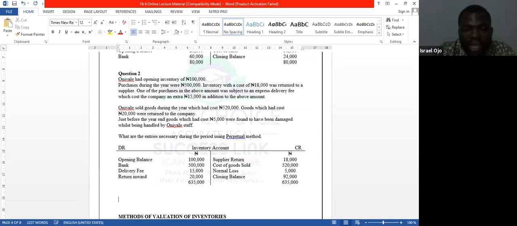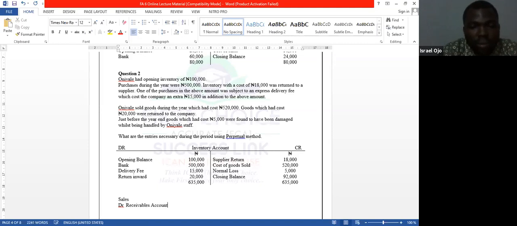Now, if we make sales under perpetual, what you do is you first of all debit your receivables account, then you credit your revenue account or your sales account.